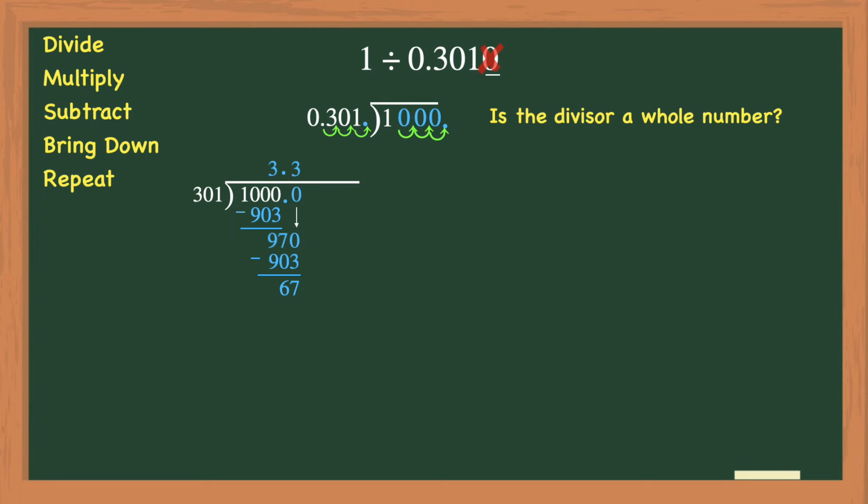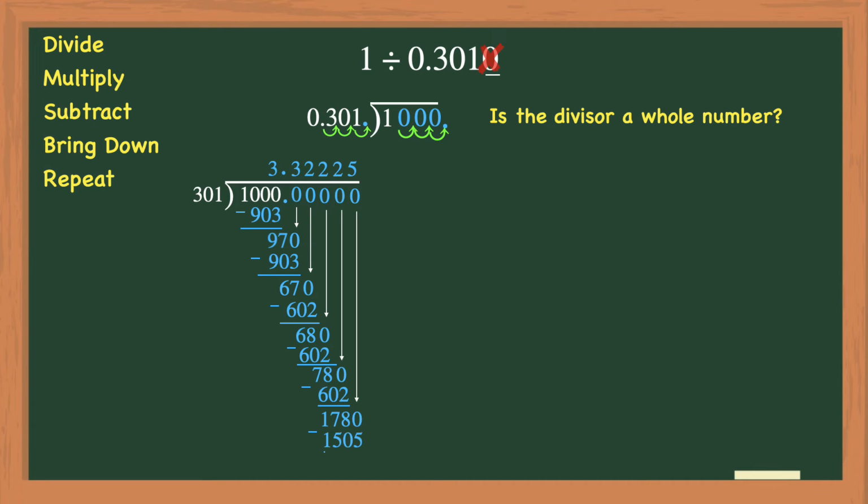Since I still do not have a 0 remainder, I will need to keep on dividing. So I will need to add another 0 to the dividend and bring it down. 301 will divide into 670 2 times. 2 times 301 is 602, and 670 minus 602 is 68. So as you can see, I still need to add another 0 to keep repeating this process, and the division has still not ended. So what do you do in this situation? Well, you have a few options.